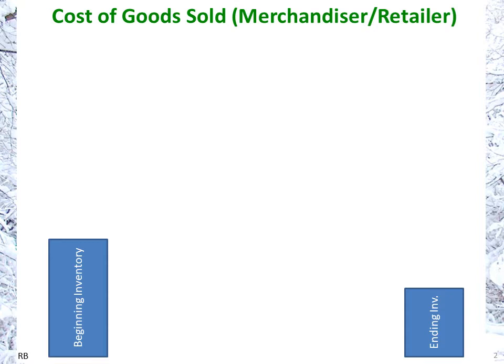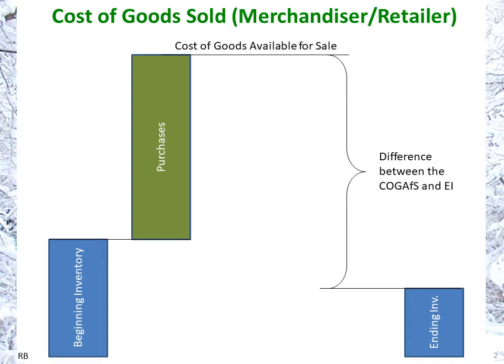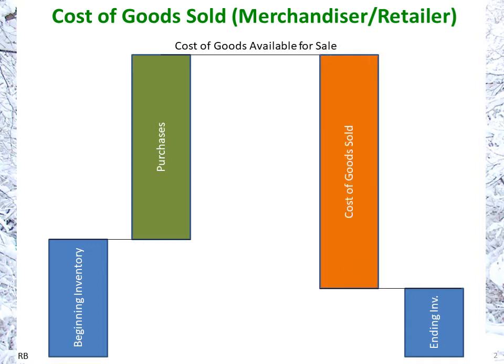And then if you're given the purchases, you can calculate from the beginning inventory plus the purchases. That gives you the cost of goods that are available for sale. The difference between that and the ending inventory, of course, is what you're going to calculate as the cost of goods sold, because that's the amount of goods that went out the door, as it were. So you start with beginning inventory, you add the purchases, you end with the ending inventory, and the difference is the cost of goods sold.